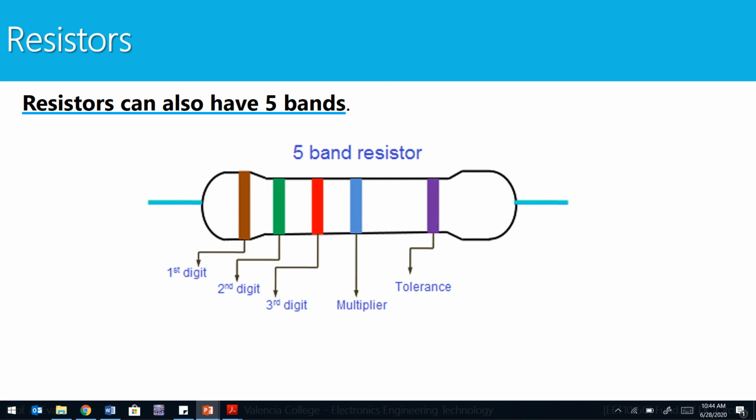Some resistors might have 5 bands instead of 4. If you have a 5-band resistor, the first 3 bands are digits. The 4th band is the multiplier. The 5th band is the tolerance. So with 4 bands, you have 2 digits. With a 5 band, you have 3 digits. That's really the only thing that will be different.